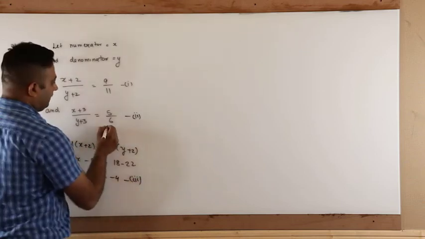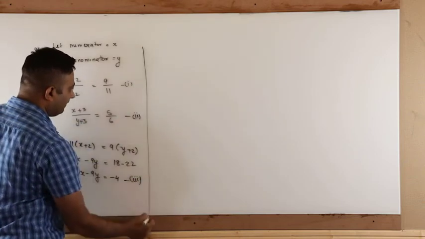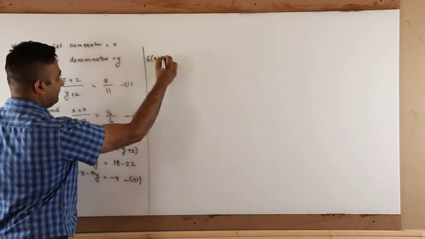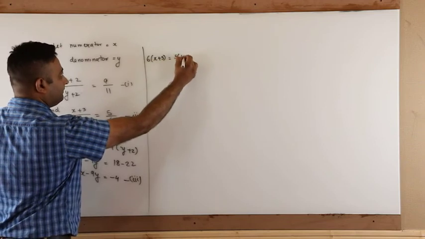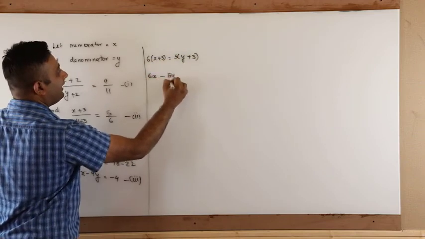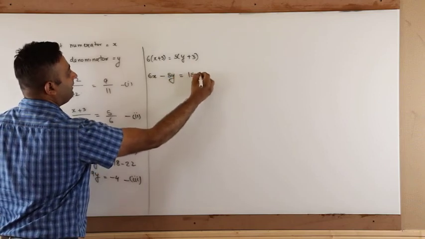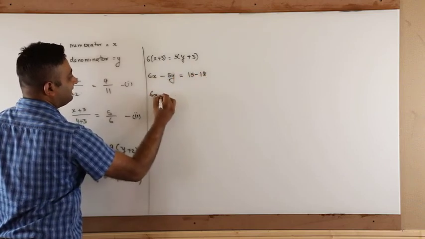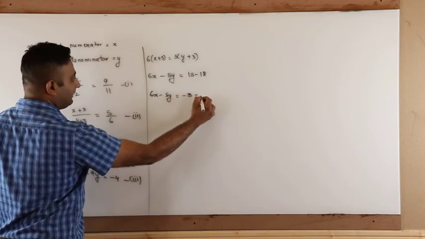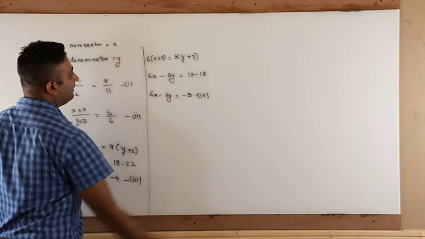Now we will transform equation number 2. That means 6x minus 5y is equal to 15 minus 18. That is 6x minus 5y is equal to minus 3. Let us give this equation number 4.